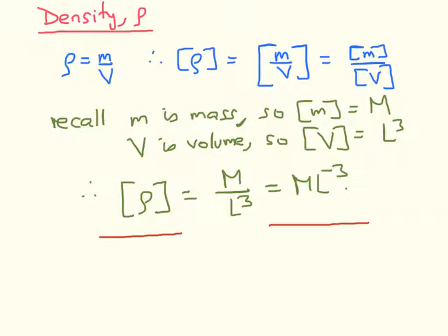V, a volume, is always made up of a product of 3 lengths. So the units, for example, in SI units are meters cubed. So the dimensions of volume are length times length times length, length cubed. That means that the dimensions of density are M, capital M, divided by L cubed, as written here. And using the rules for powers, I'll write that as M L to the minus 3. So that was the answer to the first question. Let's now look at the second.